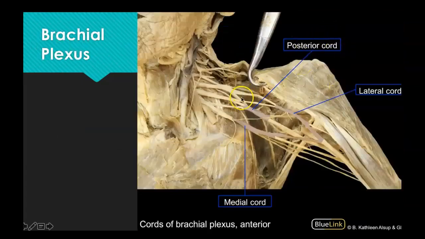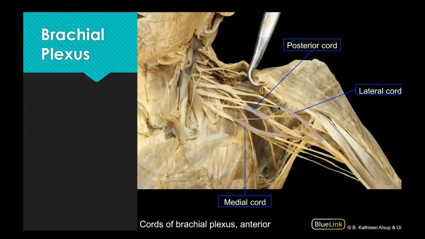So moving beyond the trunks, we would have those anterior and posterior divisions, and finally reach the three cords that you are responsible for knowing in the cadaver lab. First, we have your medial cord, which if we follow back would go to your ventral rami C8 and T1. In the middle here, we have your posterior cord, and if we follow that back, we know it comes from the ventral rami C5 to T1. And lastly, your lateral cord comes from the ventral rami of C5 to C7.